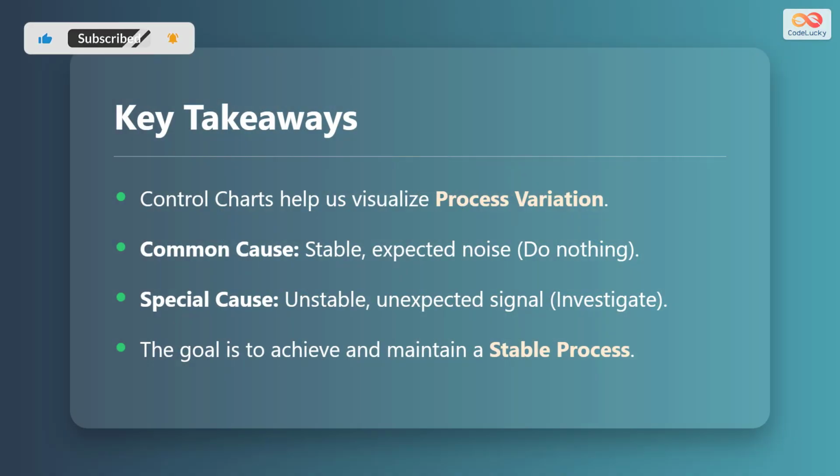To summarize, control charts help us visualize process variation. We ignore common cause variation because it is expected noise. However, we must investigate special cause variation because it represents a signal that something has changed. Our ultimate goal is to achieve and maintain a stable process.